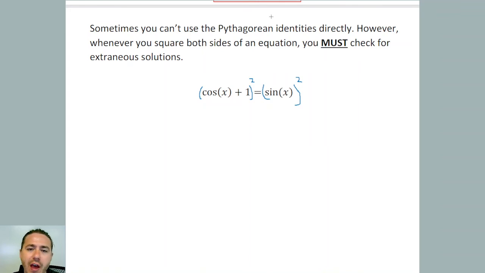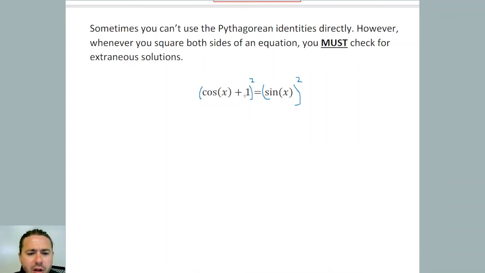And so this is something you have to do no matter what the equation is, even if it has nothing to do with any of these trig functions. If you square both sides of an equation, you have to go back and check your solutions to make sure they actually work. Because in some cases, you'll end up with, like I said, extraneous solutions. So let's go ahead and square this.